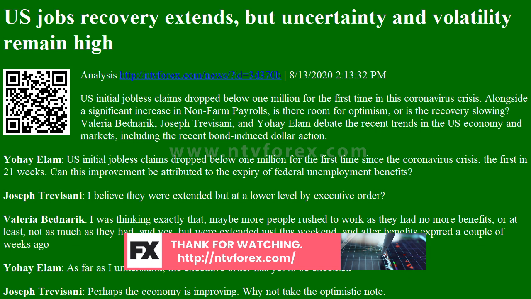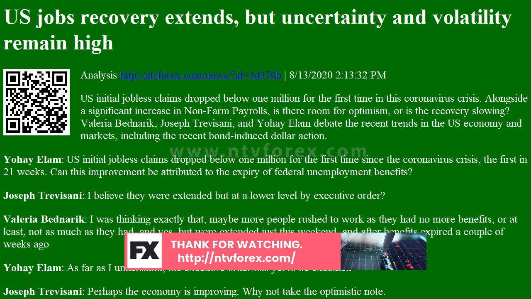Bond yields are poor, real estate uncertain, and all the money sloshing around goes to markets. There is no alternative. Valeria Bednarik: Real estate is a mid-term opportunity. Yohai Elam: Vaccine hopes may be real, albeit not the Russian version. Joseph Trevisani: There is the bond market.